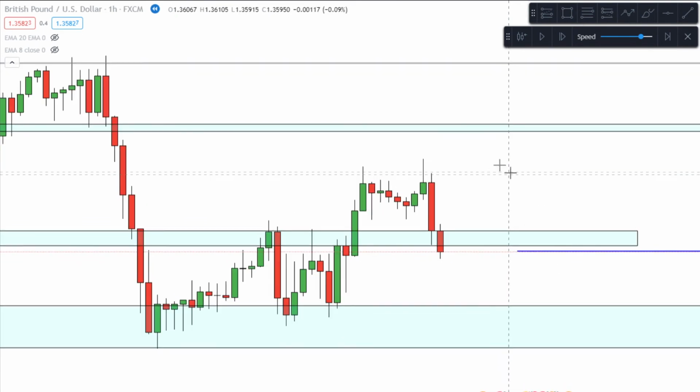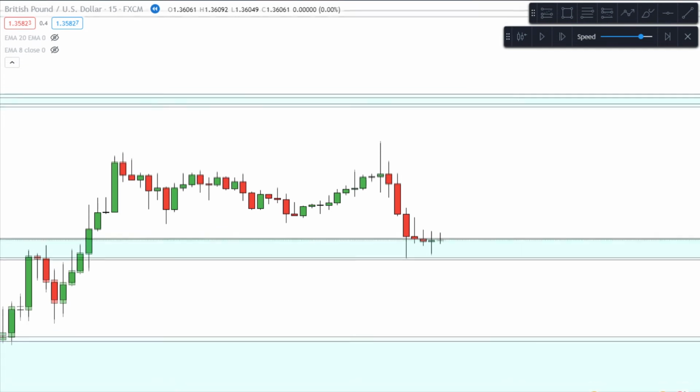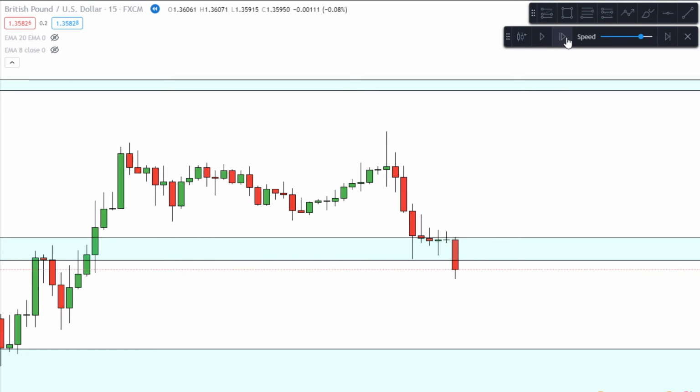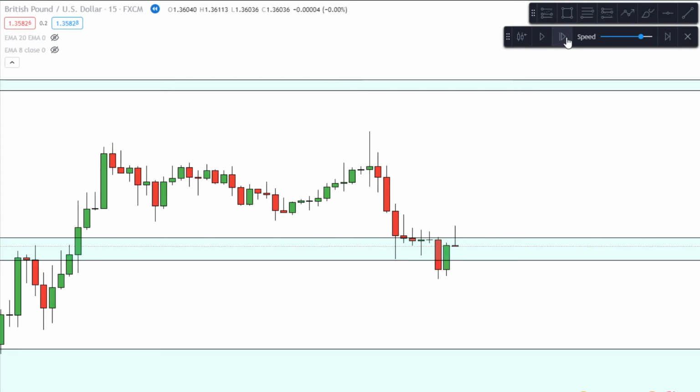Okay, so going back to the 15 minutes, we're simply looking for a switch in momentum. Okay, we see it pushing down, come back up again.